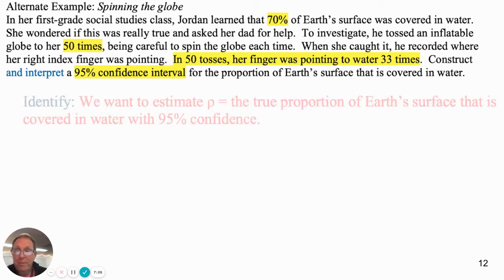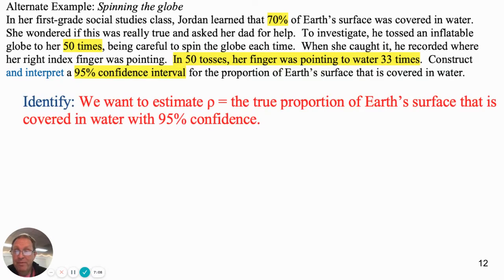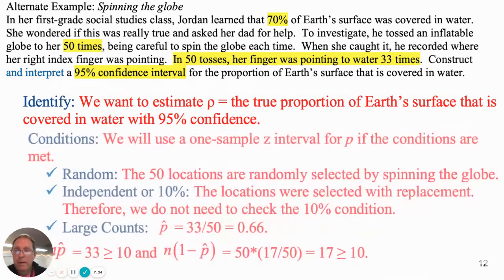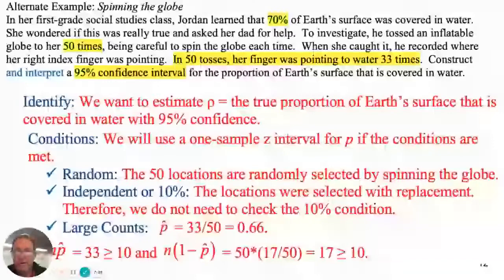Well, first thing we do is identify. I want to define my parameter and state the confidence level that I'm using. We want to estimate rho, the true proportion of the Earth's surface that is covered in water, with 95% confidence. Conditions, here are my conditions. We start out by naming the procedure. We will use a one sample Z interval for rho if the conditions are met. That's the name of the procedure, a one sample Z interval for rho.